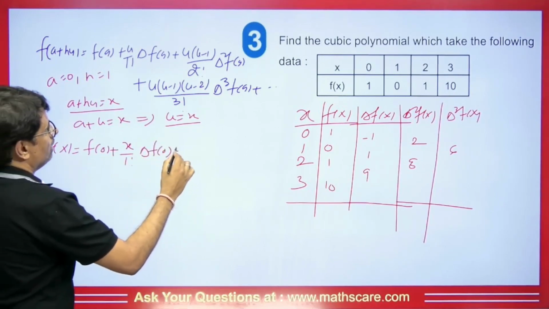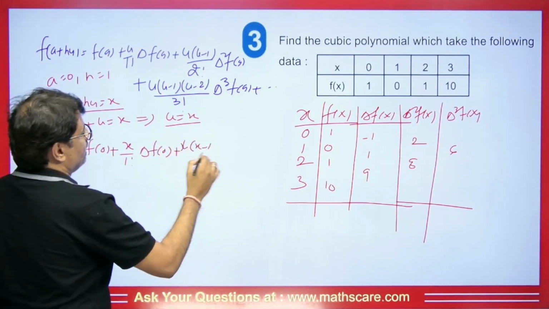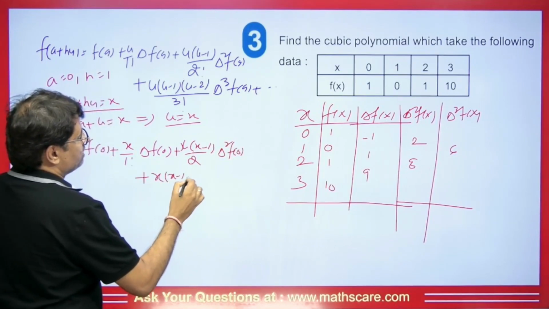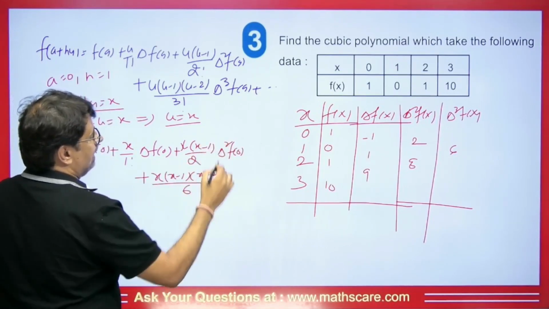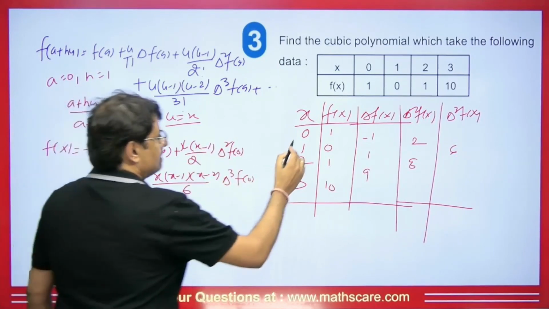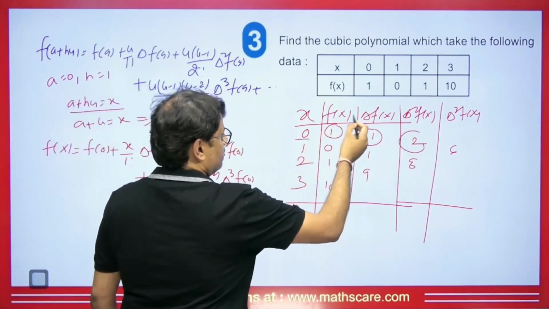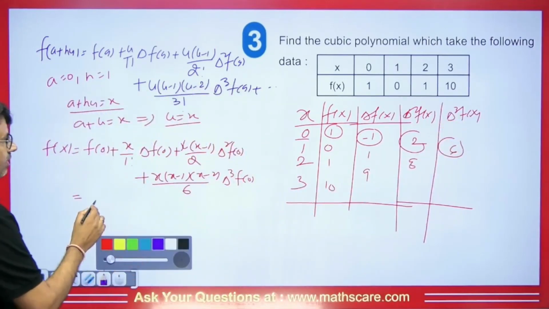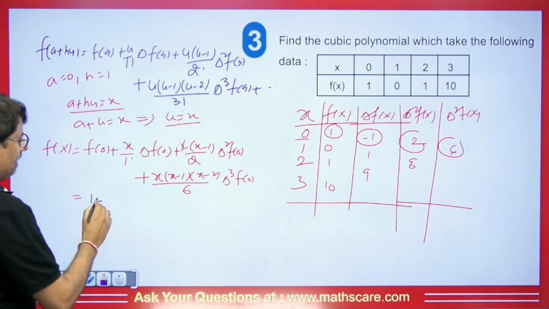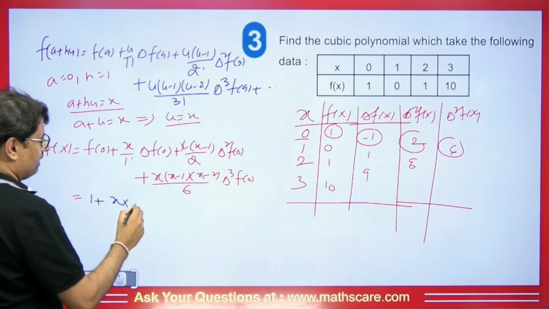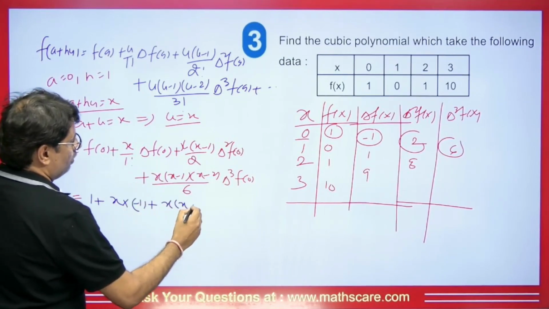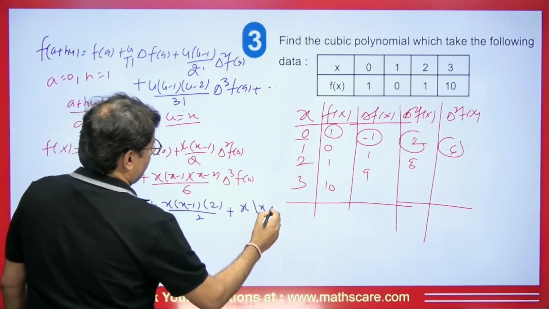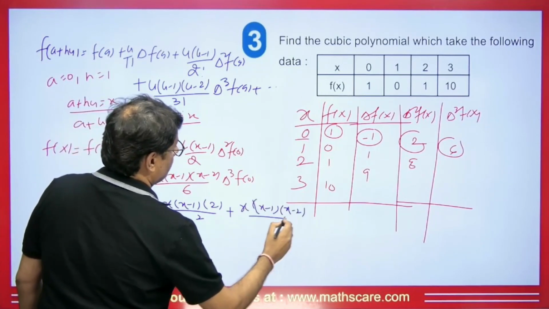This will be del f(0) plus x(x - 1) upon 2 factorial del square f(0) plus x(x - 1)(x - 2) upon 3 factorial, that is 6, and this will come del cube f(0). So students, from here we have the f(0) value. What will be the f(0) value here? The f(0) value is 1. Then x upon 1 factorial. Then what is the value of del f(0) coming? Minus 1. Then it will be x(x - 1), and del square f(0) is 2, divided by 2, plus x(x - 1)(x - 2) divided by 6, and its value is coming out as 6.